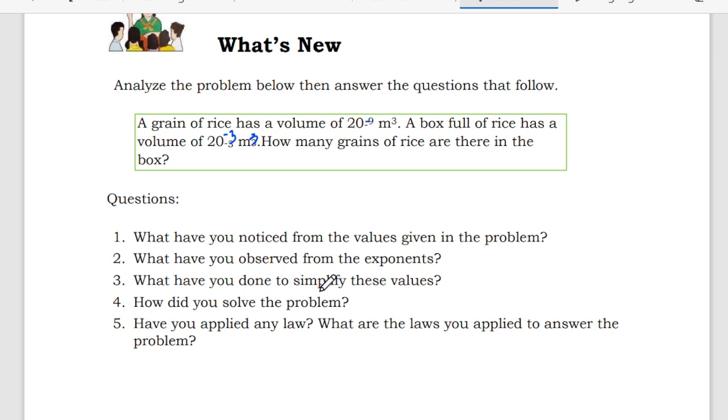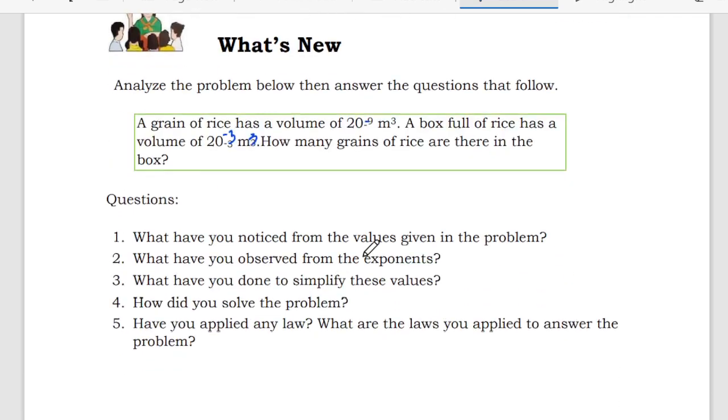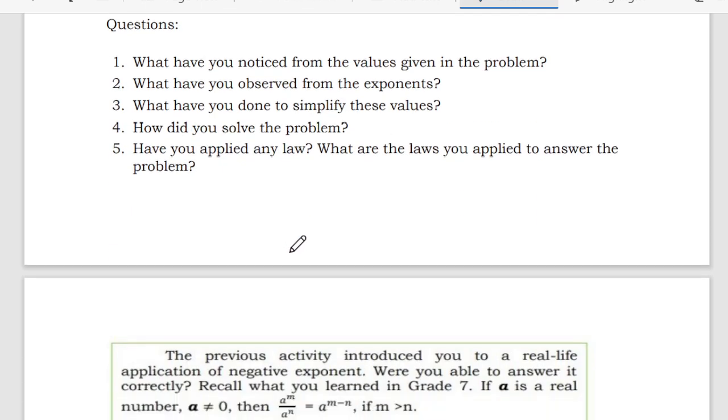And then what have you done to simplify these values? Then how did you solve the problem? And have you applied any law? What are the laws you applied to answer the problem? So you just base your answer from these laws of positive integral exponents. So then, solving this one, you will answer this. You have to answer this one based on the laws.